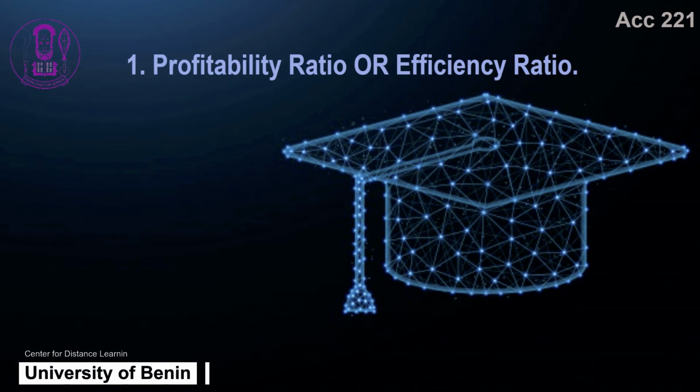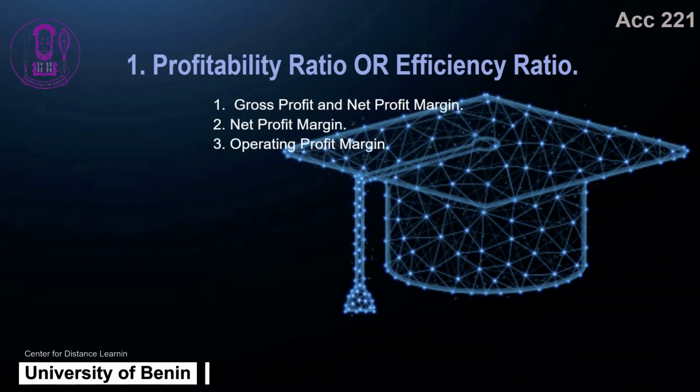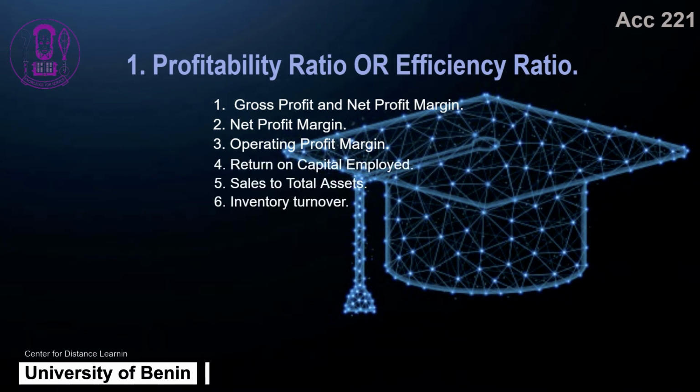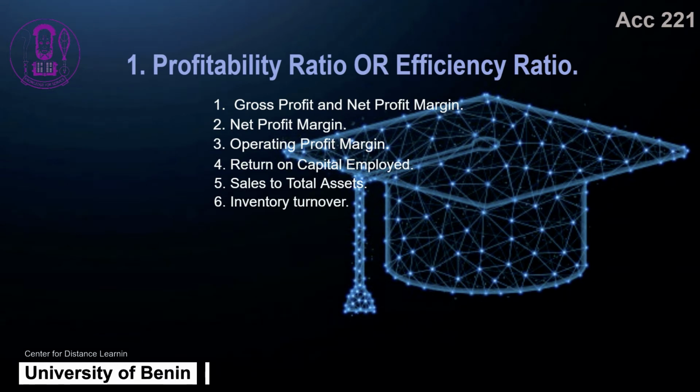1. Profitability ratio or efficiency ratio. This indicates the measure of a company's operating success. The subdivisions under profitability ratio include 1. Gross profit margin. 2. Net profit margin. 3. Operating profit margin. 4. Return on capital employed. 5. Sales to total assets. 6. Inventory turnover. 7. Debtors collection period. 8. Debtors turnover. 9. Creditors payment period. 10. Creditors turnover.